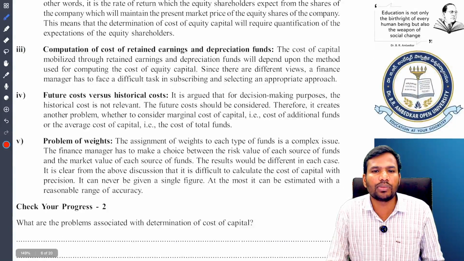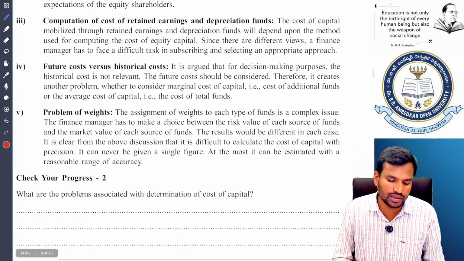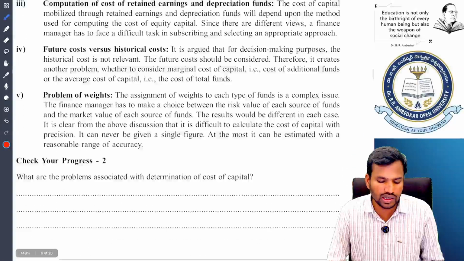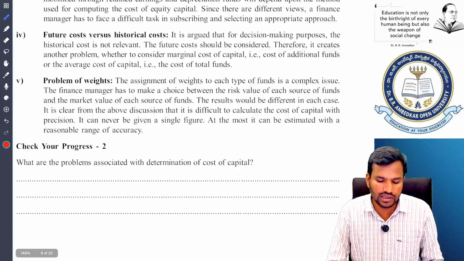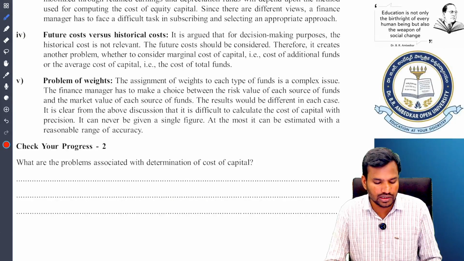And computation of retained earnings and depreciation is also very difficult, not easy. The cost of retained earnings, how can we calculate? Outside factors, what is going on in the market, we have to consider before calculating the cost of retained earnings. And future cost and historical cost, this also will have an effect on the calculation of the cost of capital.